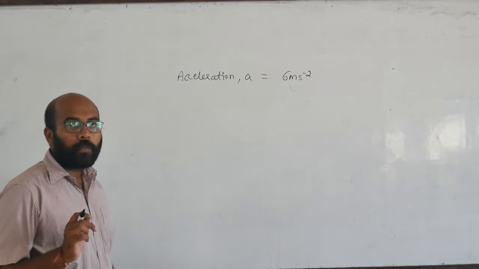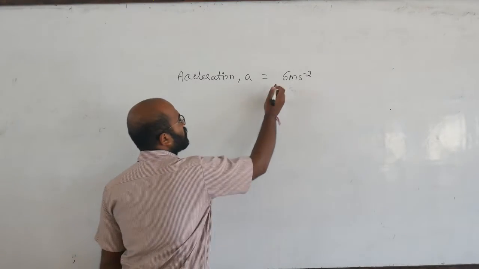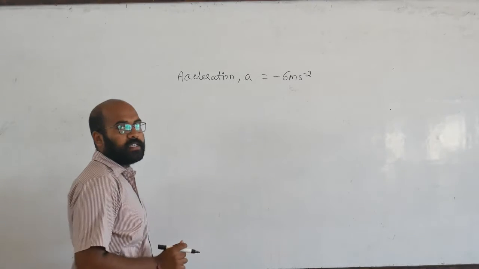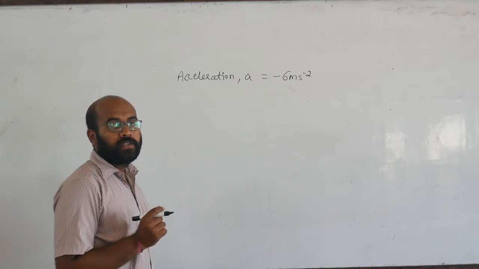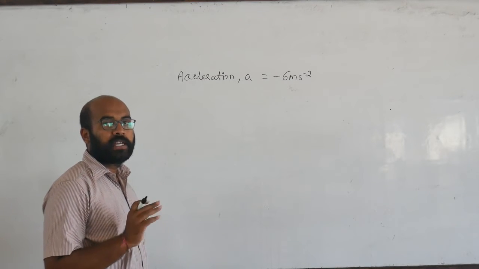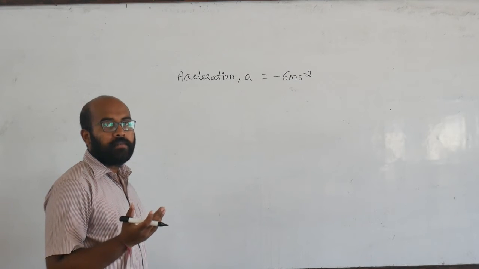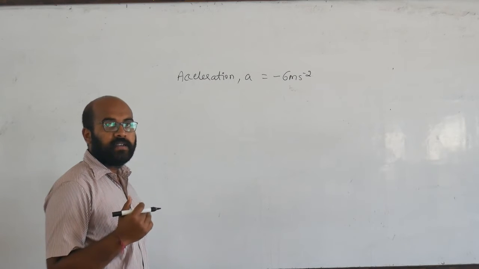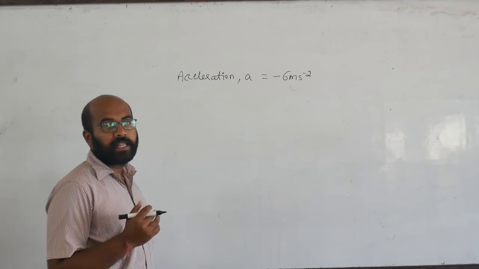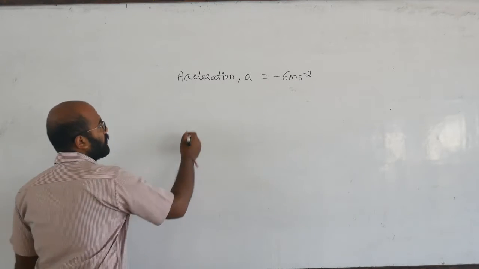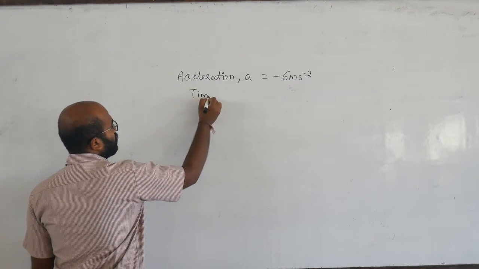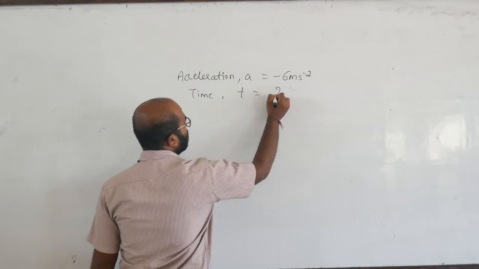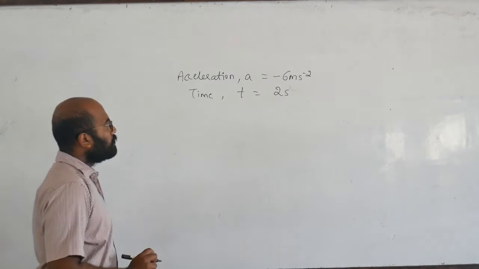Since it is in the opposite direction, that is opposite to that of acceleration, we take it minus. So if it was accelerating, if the speed was increasing, we would have taken plus, but the speed is decreasing. Since the speed is decreasing, we take the acceleration to be minus. Then time t, that is 2 seconds.